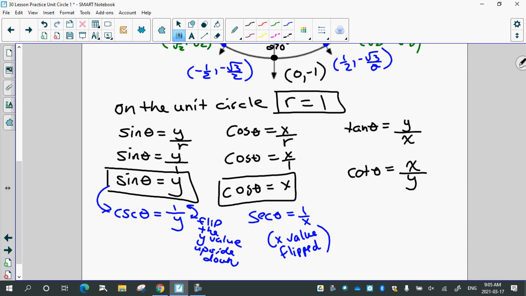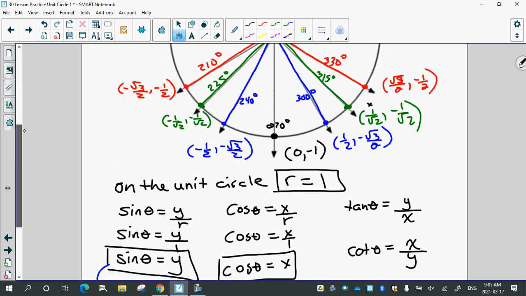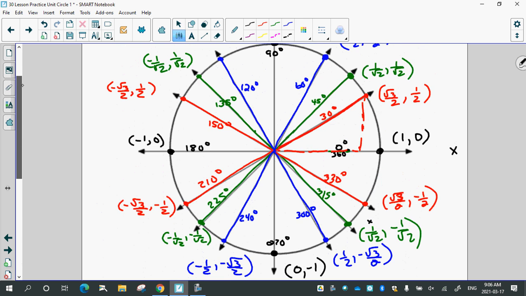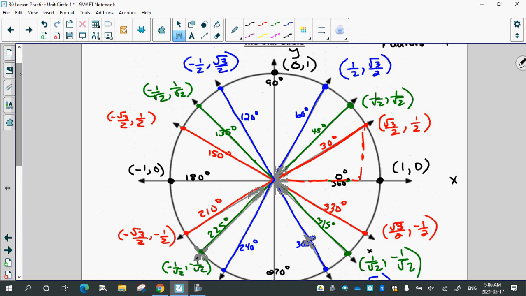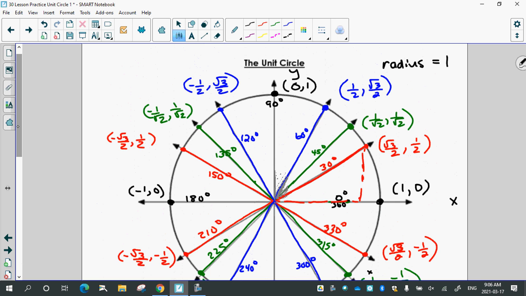Okay? So that's pretty much what you need to know in order to use the unit circle effectively to help you find trig values, which is what we're going to be doing with that. So have it out and ready, and we'll start practicing.